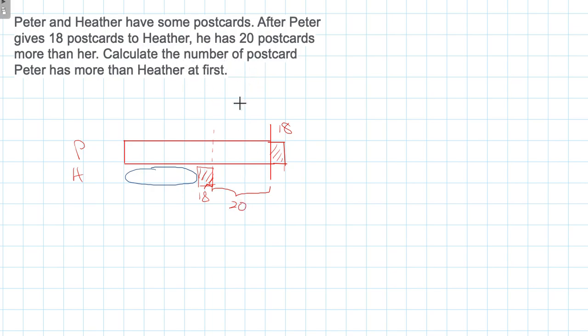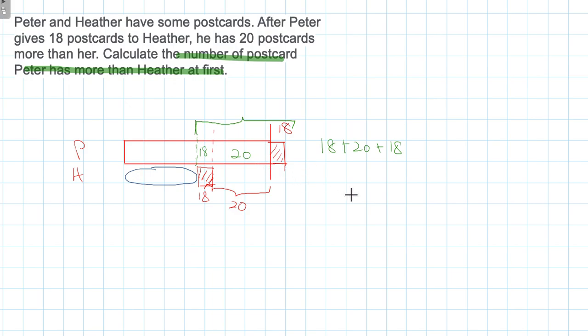So it's asking you to calculate the number of postcards Peter has more than Heather at first. So at first is how many? At first, Peter is this whole thing here, right? Heather is only here, correct? So now I want to know the difference, how much more Peter has than Heather at first. So it will be this whole part, and you know that this part here is 18, correct? And this part here is 20. So you need to do 18 plus 20 plus 18.